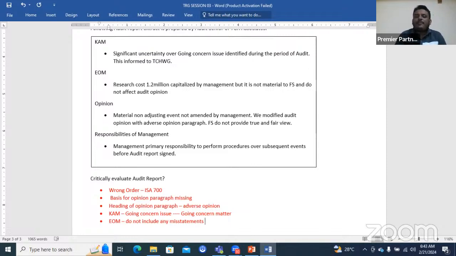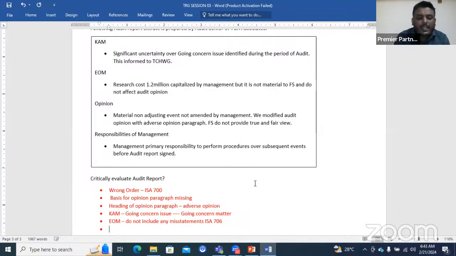What is the emphasis of matter paragraph? The standard is ISA 706. Whatever matter is correctly accounted and correctly disclosed should be included in the emphasis of matter paragraph. This is not correctly accounted. Even though it is not material, it is an immaterial misstatement. Why include it? It's wrong.